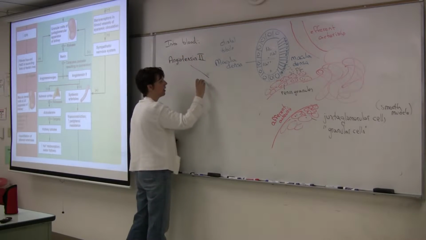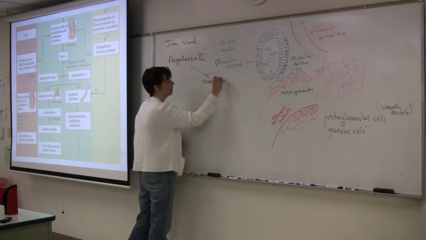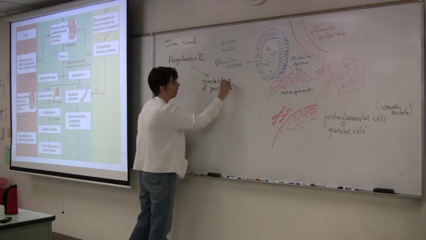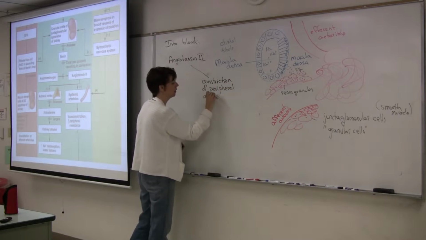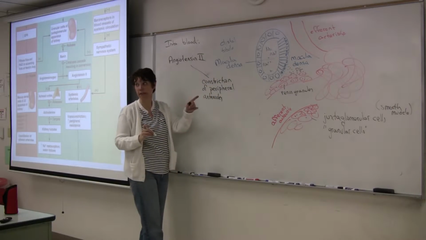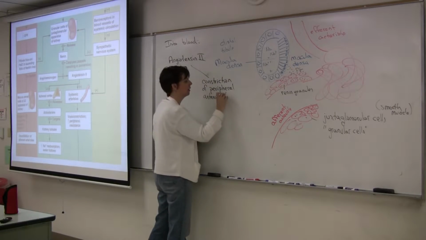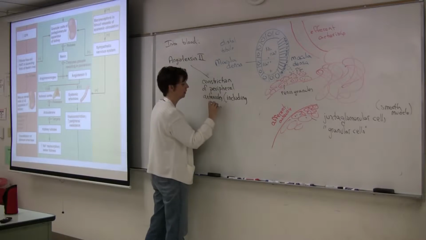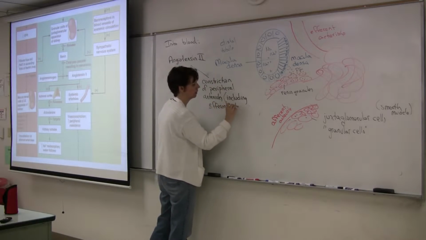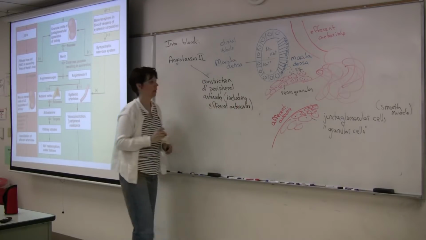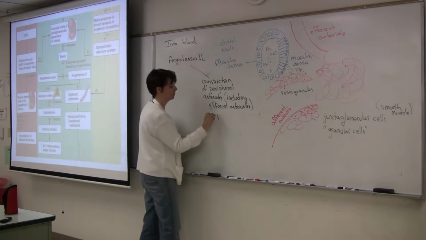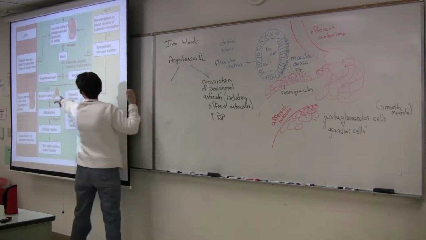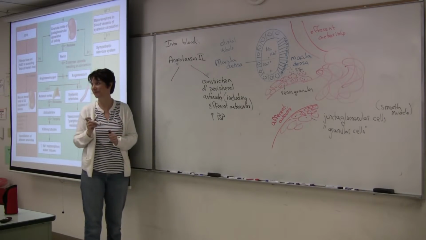So it will cause constriction of peripheral arterioles, including the efferent arterioles. Not the afferent, but the efferent. All right, this increases blood pressure by increasing peripheral resistance. And its other function is it causes the adrenal cortex to release aldosterone.